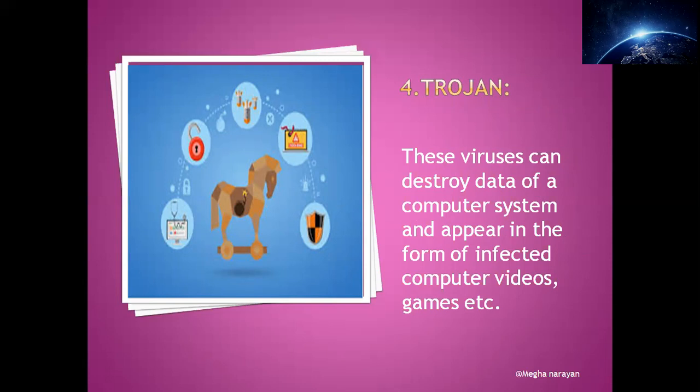You are supposed to locate or explore it over Google or whatever your sources could be. Try to figure it out. What is the link between this horse and this Trojan? This particular type of Trojan is a virus that can destroy data of a computer system and appear in the form of infected videos, games, etc.